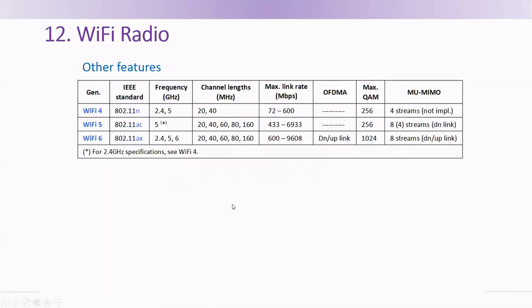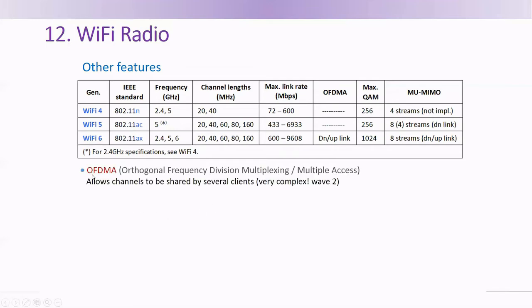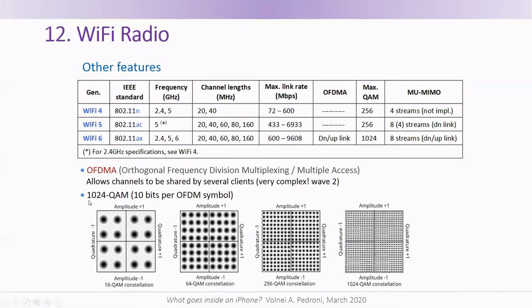A few other features that are also very important. One is OFDMA, which allows channels to be shared by several clients. And these are very complex features to be implemented in the future in what's called Wave 2. Another important new feature, as I mentioned already, is 1024 points QAM modulation. So you have 10 bits per point, or per symbol.